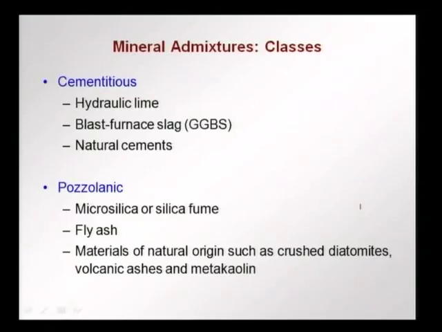Cementitious mineral admixtures are hydraulic lime, blast furnace slag and some natural cements. The most important is the blast furnace slag, because this is a waste product. When ground it could be very useful, and we saw that in the Indian standard there is also a Portland slag cement, which is a combination of clinker based cement and slag put together to give us the Portland slag cement.